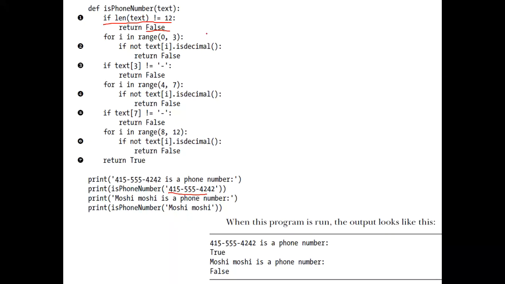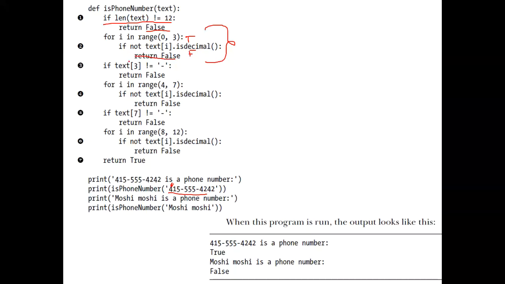In this for loop, we are going to check whether the first 3 digits are decimal numbers. In the first iteration, it is going to check text of 0. What is text of 0? 4. Is it a decimal number? Yes, it is a decimal number. In that case, it is going to return true. So not true means again it becomes false. So if the condition is false, this statement is not going to execute for the first time.